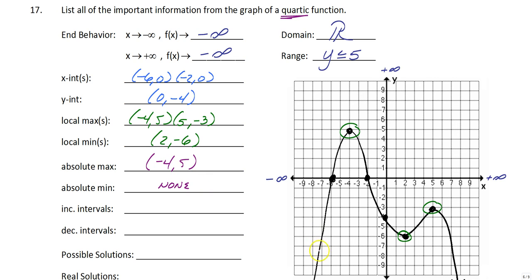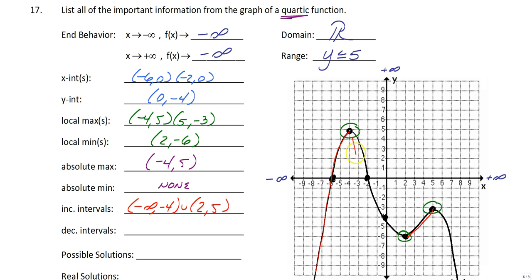Increasing intervals. This has always been a little bit of a challenge, but remember, it's increasing. We only talk about the x values. So remember, we're starting from negative infinity. We stop increasing once we get to negative 4. So that's negative infinity to a negative 4. And then it decreases. Now it's increasing again from 2 to 5. So we increase from 2 to 5.